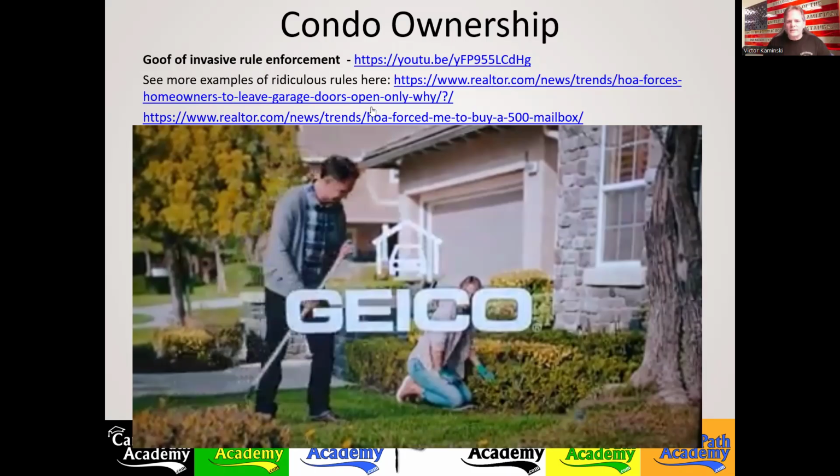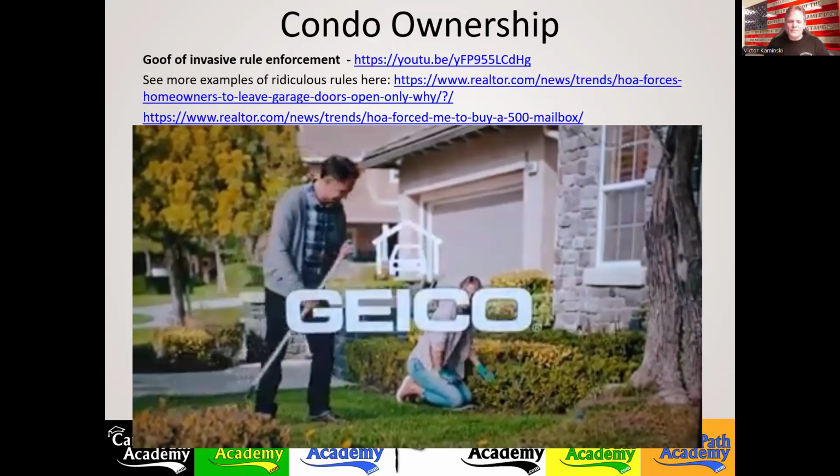Here's another one. This HOA forced people to buy a $500 mailbox. This one guy, he actually fought it. He was like a NASA engineer or something. He actually fought this one, and tens of thousands of dollars later in legal fees, he ended up winning.